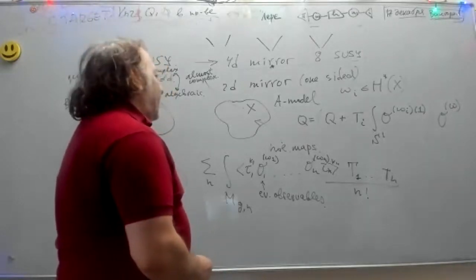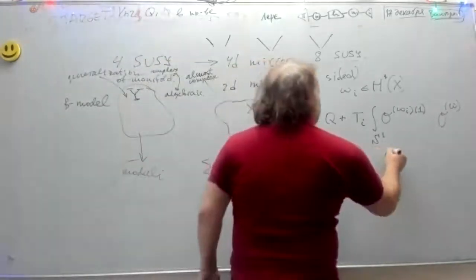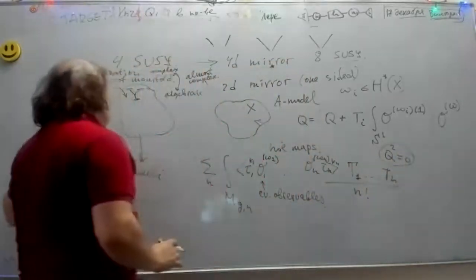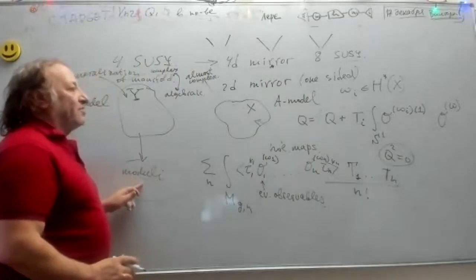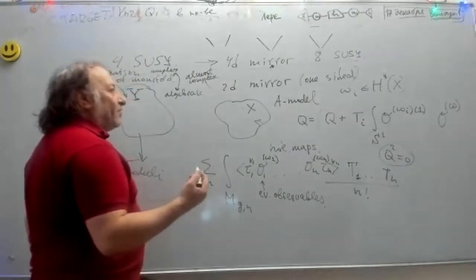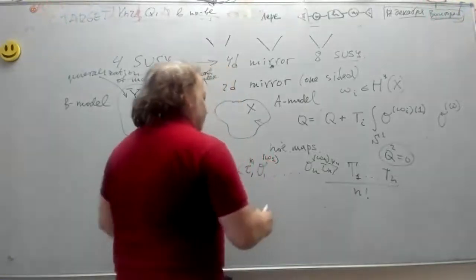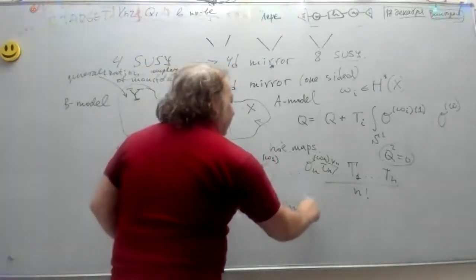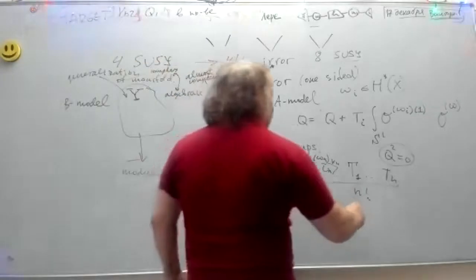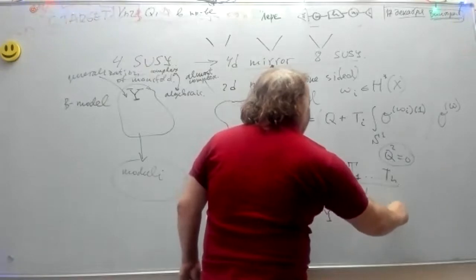Is Q squared equal to zero? Yes. And here we have just deformation. So one would expect the following. First, that the dimension of the moduli space of Y should be equal to the dimension of cohomology of X.